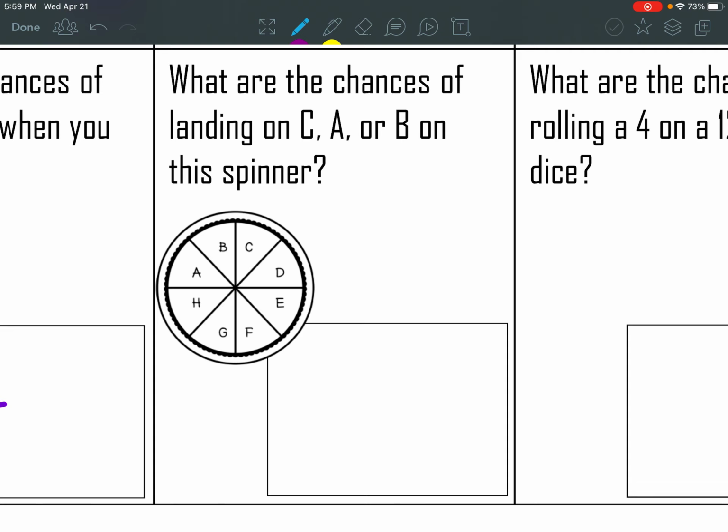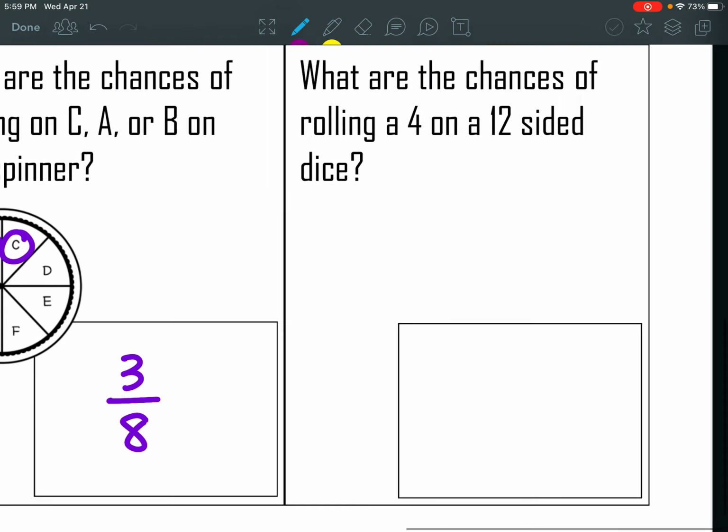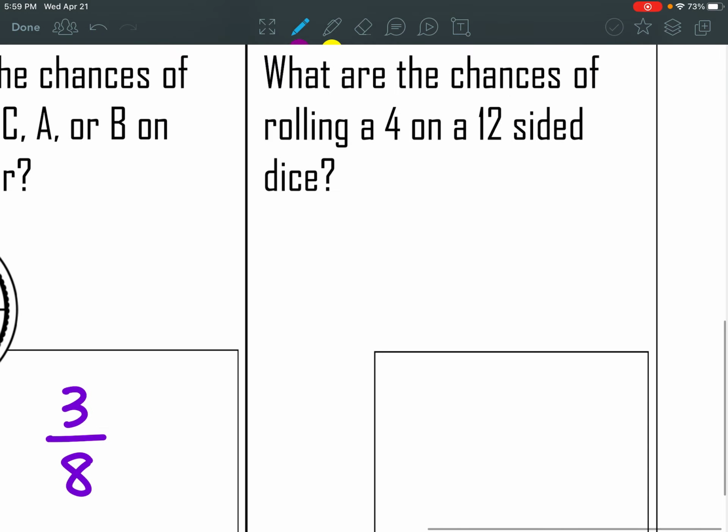Chances of landing on C, A, or B. So we have 3 of those. Those are our favorable outcomes out of 8 total possible outcomes. So 3 out of 8 times we'll land there. Chances of rolling a 4. So we're just looking at a 4 on a 12-sided dice. So there is 1 four on that dice out of 12 possible outcomes.